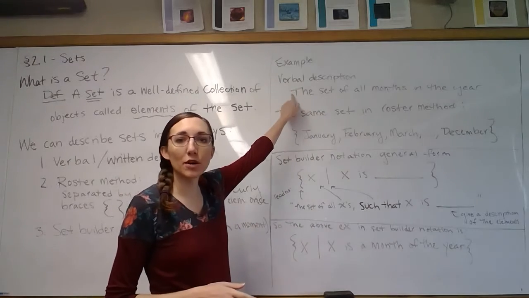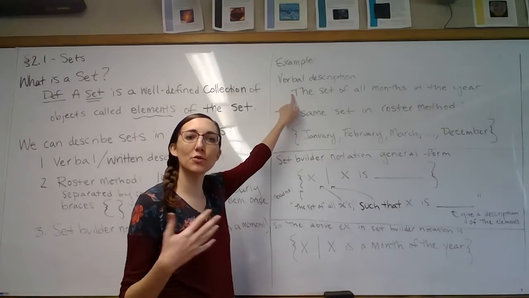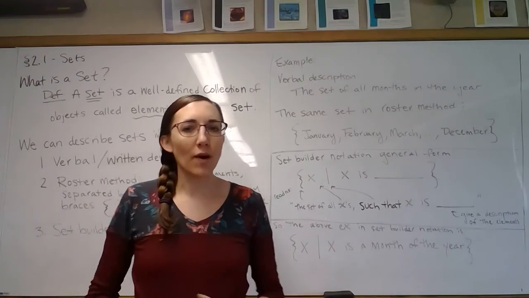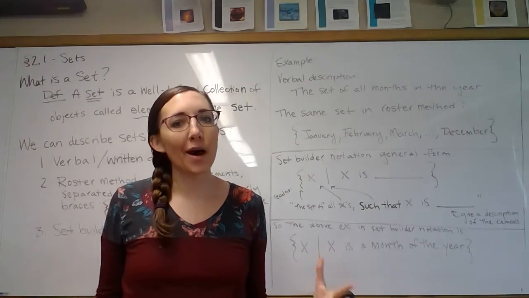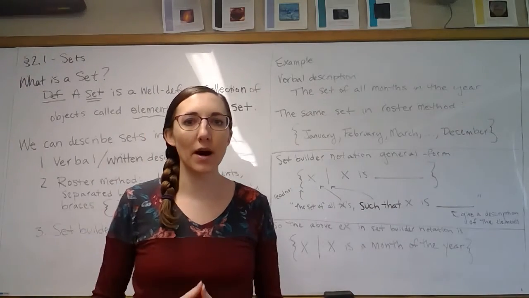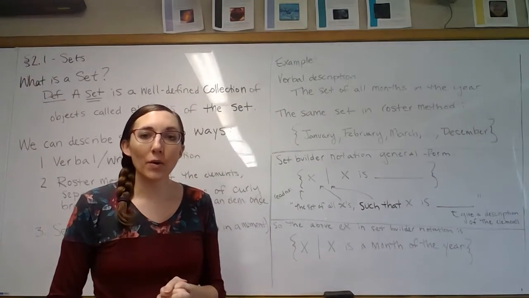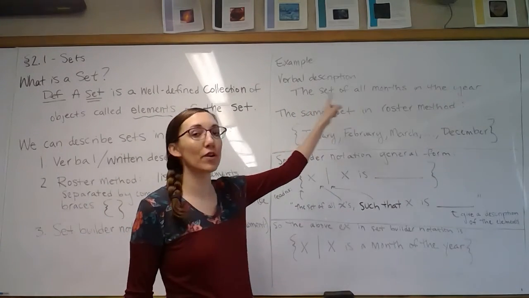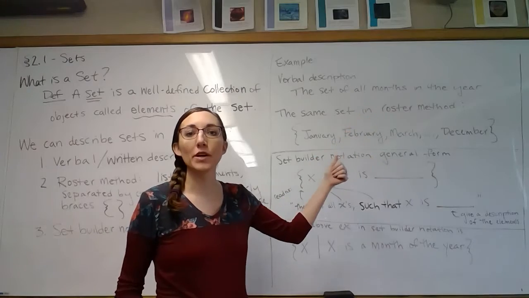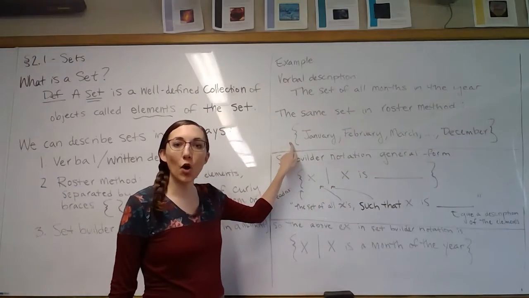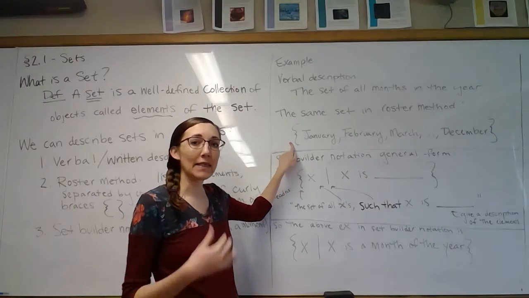So a verbal description of a set example is we could do the set of all months in the year, right? Just the way that I've described that, you now have an idea of what I'm talking about. I mean, January and February and so on and so forth. Now, we could represent that same set, rather than in this verbal description in a sentence, using roster method.